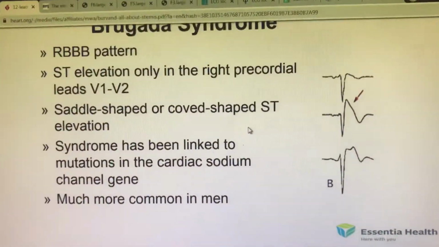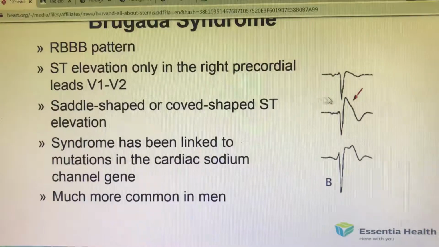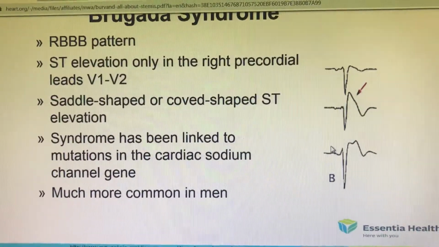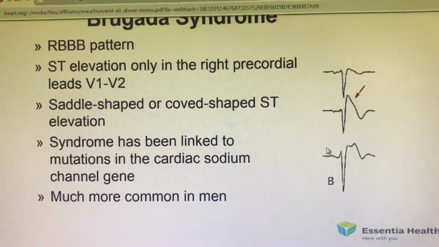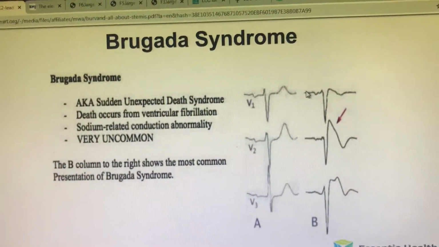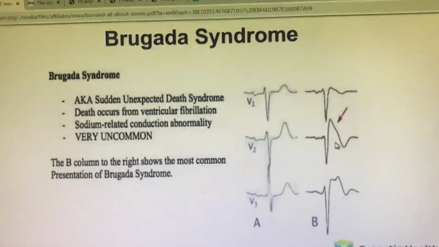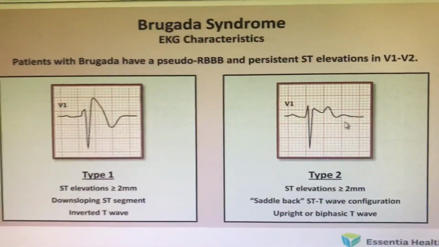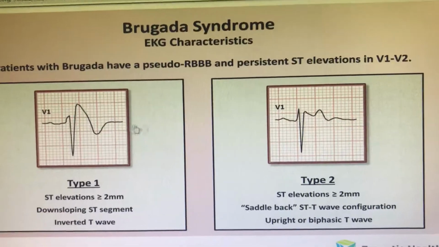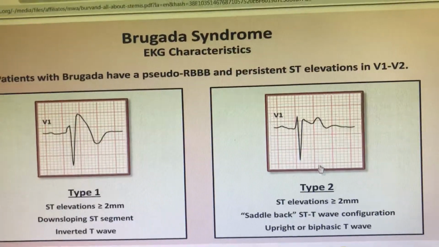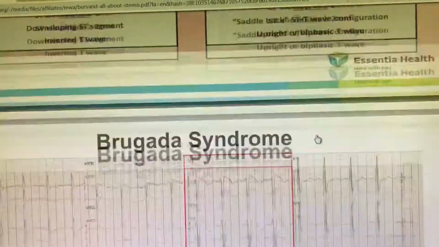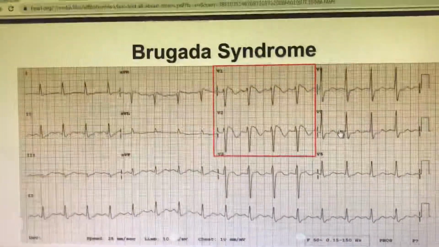Brugada syndrome is another very important thing, where the pattern may be coved or saddle shaped, or biphasic T waves can be seen. Type 1, type 2, and type 3 are considered. If the patient doesn't have chest pain and these ECG changes are triggered by antiarrhythmic drugs, then most probably you are dealing with Brugada syndrome. In V1, type 1 is ST elevation with a downsloping ST segment, and inverted T waves may be seen. If it is type 2, it's a saddle back appearance, with upright or biphasic T waves seen.